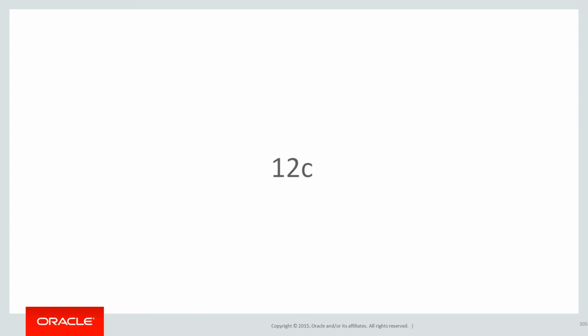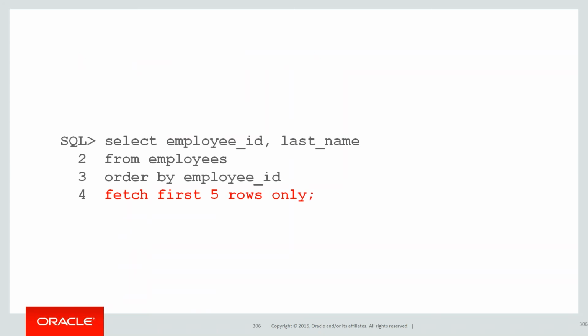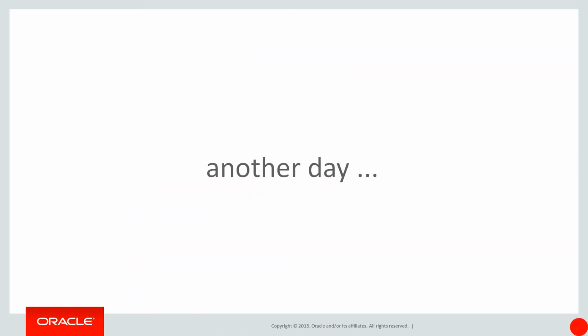In terms of limiting SQL rows, that's the new feature. This is in the data warehousing guide. I'm not sure why, but it's a 12c feature. The FETCH FIRST 5 ROWS ONLY. That is for another day because we've got a lot we could talk about.